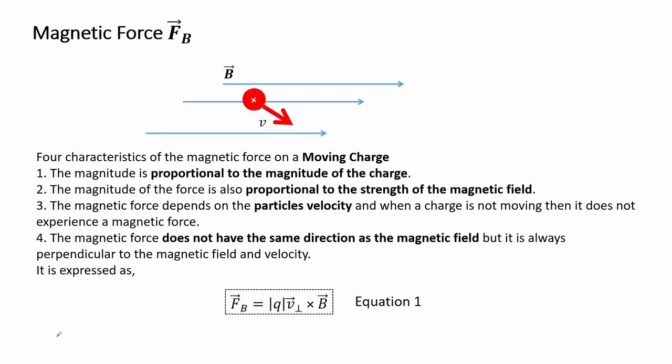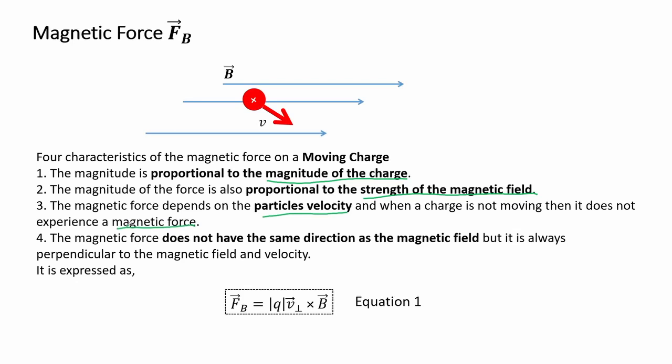Four characteristics of the magnetic force on a moving charge. Number 1, the magnitude is proportional to the magnitude of the charge. Number 2, the magnitude of the force is also proportional to the strength of the magnetic field. Number 3, the magnetic force depends on the particle's velocity, and when a charge is not moving, then it does not experience a magnetic force.